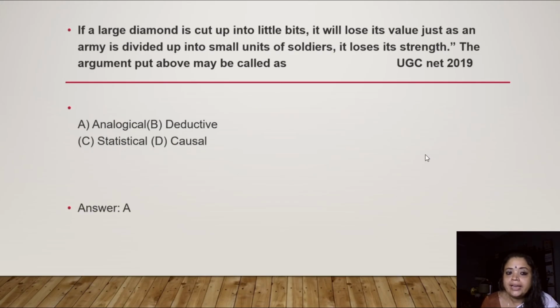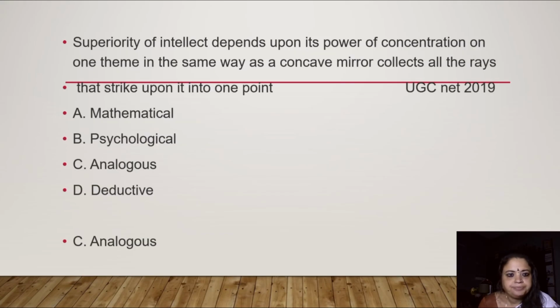Next one, if a large diamond is cut into little bits, it will lose its value, just as an army divided up into small units of soldiers loses its strength. So it's something like the other. The argument may be called as, this was asked for the 2019 examination. It is analogous, isn't it? The options are analogous, deductive, statistical, causal. So analogous, answer is A.